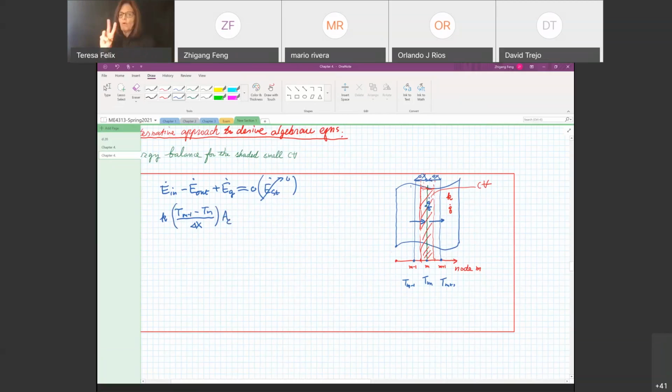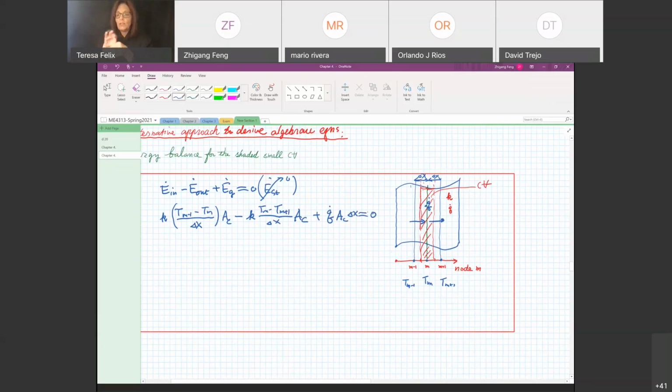And for the out, it is K times T sub M minus T sub M plus 1 divided by delta x, multiplied by the same cross-section area A sub C. The heat generation is equal to Q dot multiplied by the volume, which is A sub C, the area, multiplied by delta x, all equal to 0. So that's the relationship.